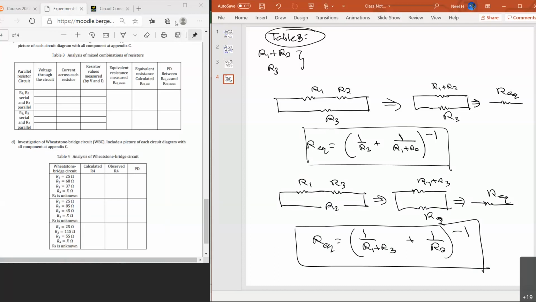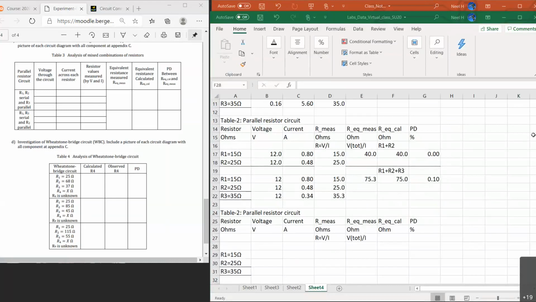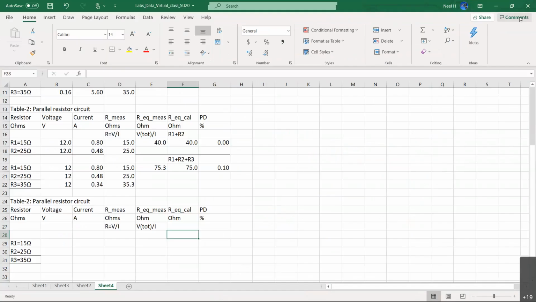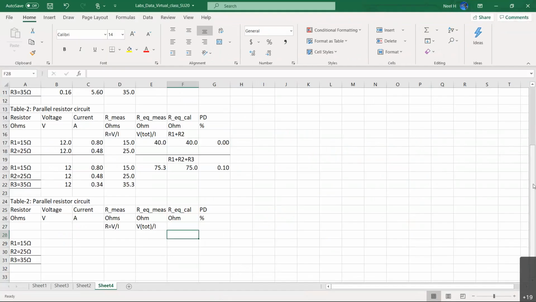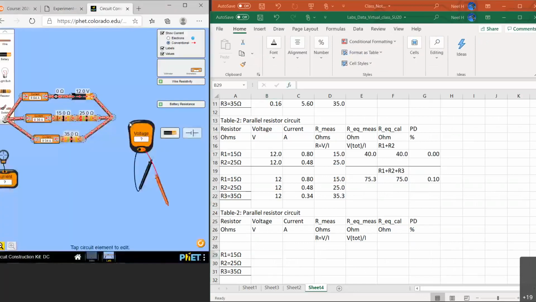Okay, then let's continue. Now, which means when you do this R equivalent calculation, you have to do it carefully. Okay. Okay, now let's write down all the measured values first by using the circuit.